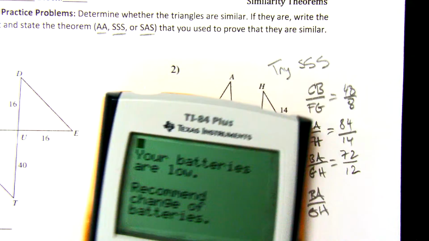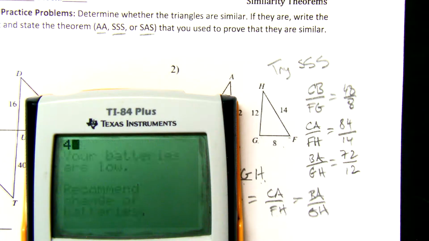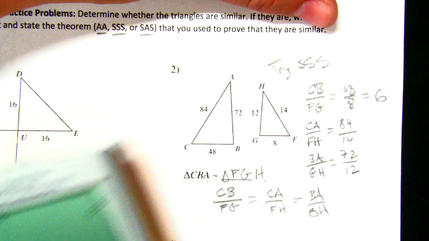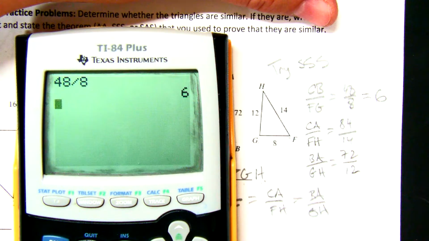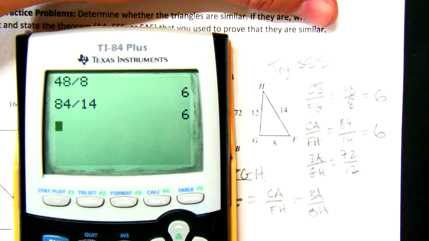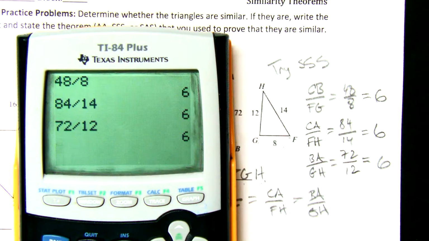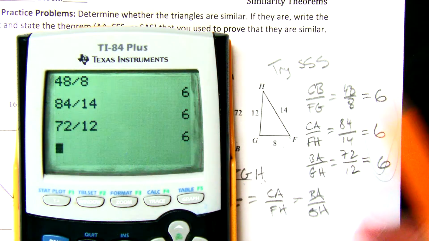All right, I've got my calculator. 48 divided by 8 is 6. Next one, 84 divided by 14 is 6. Looking promising. 72 divided by 12 is, oh look, they're all 6. So all of the proportions are equal. All the ratios of the sides are equal.